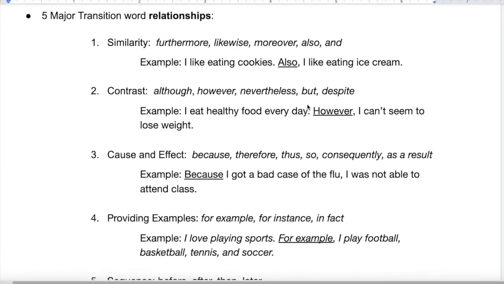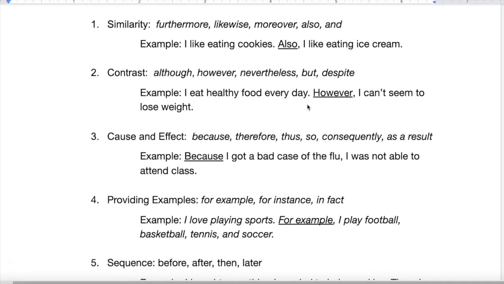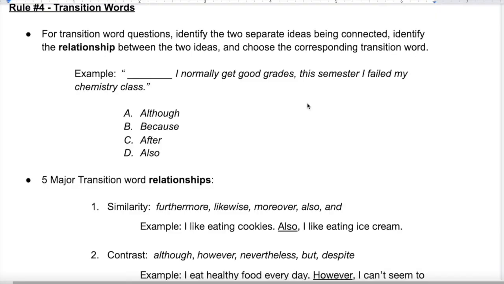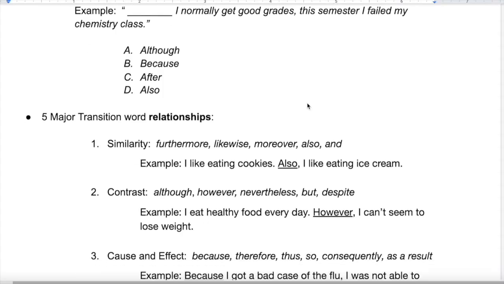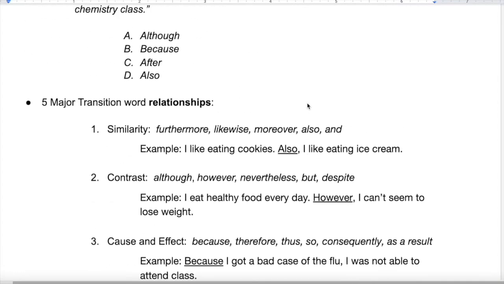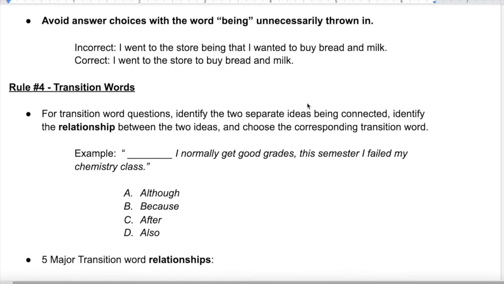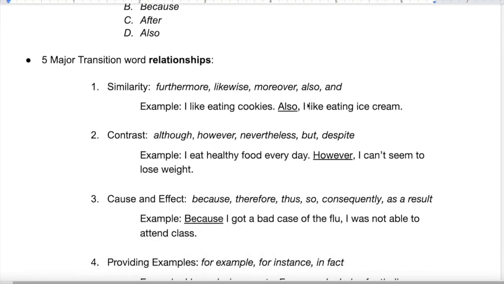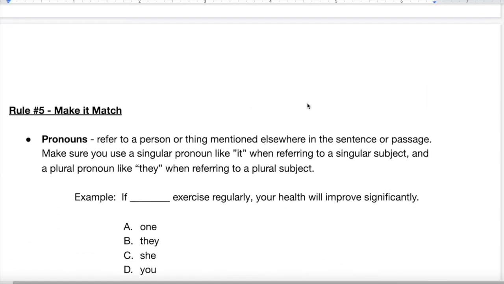And again, if you see any of those, furthermore, likewise, moreover, because, however, nevertheless, but, despite, for example, for instance, consequently, if you see those transition words popping up, they're testing you on this rule. What you got to do, you got to find the two ideas being connected. Generally, it's pretty straightforward. And then identify the relationship between the two ideas, whether it be similarity, contrast, cause and effect, provide examples, or sequence. And then once you know the relationship, you know the right word to pick. And that's it. Okay, and we'll practice that.